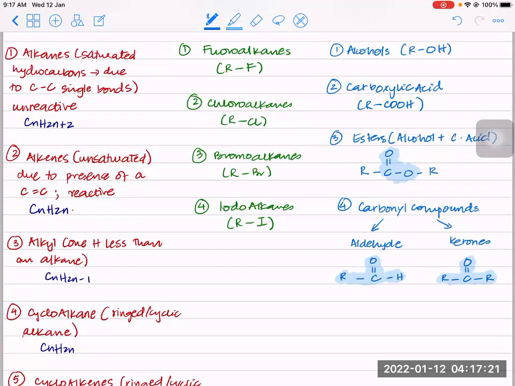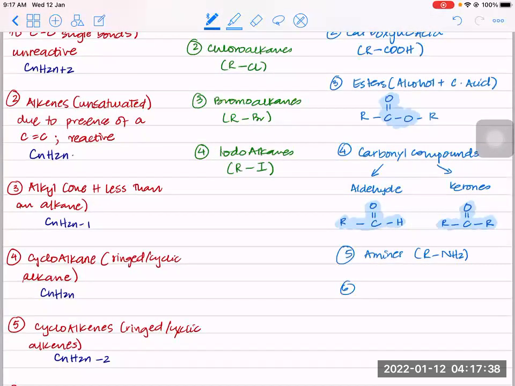Then you have amines. Amines are basically an R group with an NH2. So if you have an NH2 attached to an R group, we call those amine functional groups. Then you have nitriles. Nitriles are when you have an R group attached to a C triple bond N. So a C triple bond N attached to an alkyl or an R group.